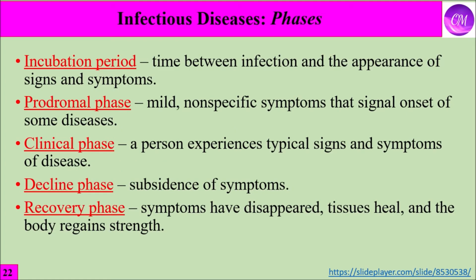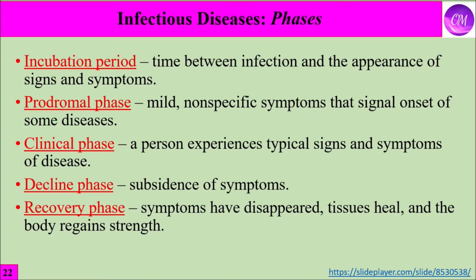There are some phases of infectious diseases. First, the incubation period, the time between infection and the appearance of signs and symptoms. Prodromal phase: mild, non-specific symptoms that signal the onset of some diseases. Then the clinical phase, when a person experiences typical signs and symptoms of the disease.